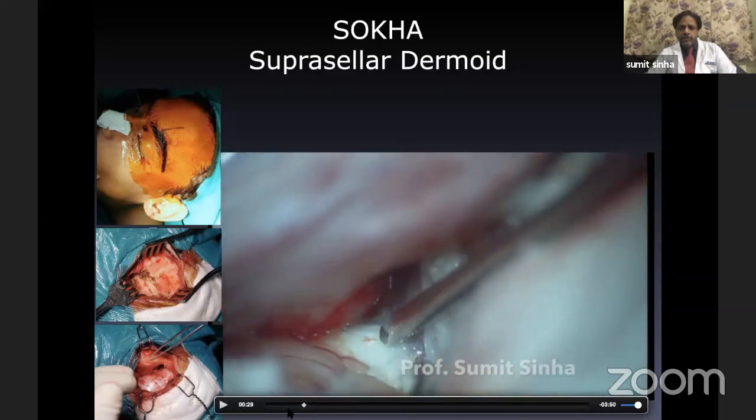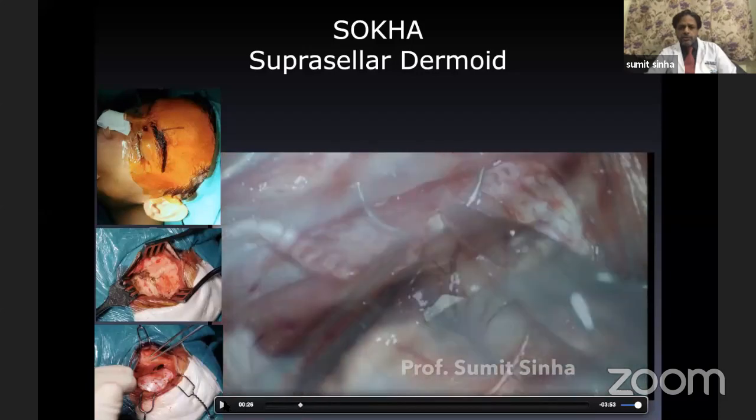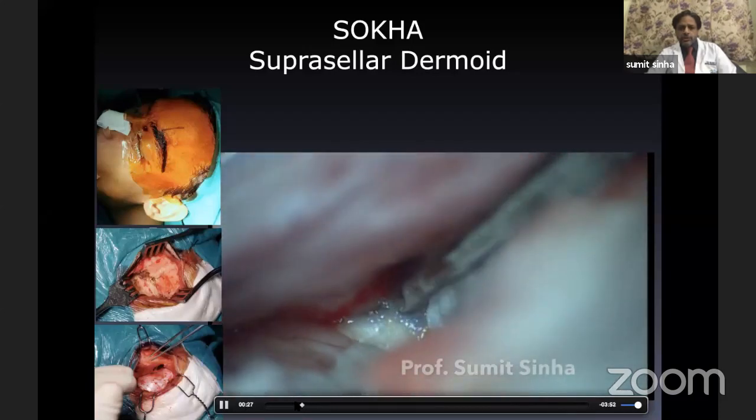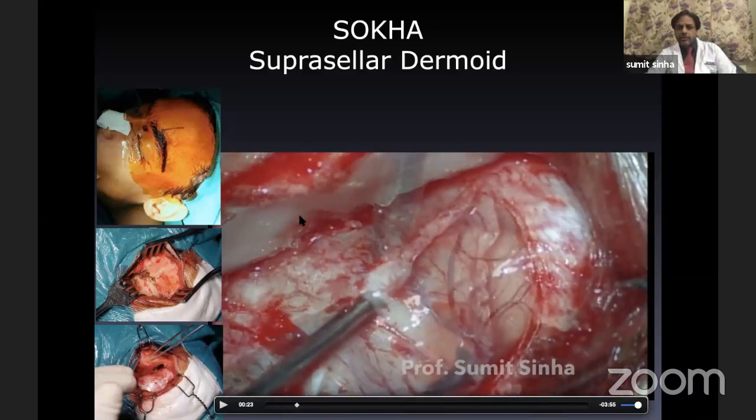Now here, what all keyhole neurosurgeons advocate is that before opening the dura, you bevel this margin. Can you see my arrow here? Can you see my arrow over here?